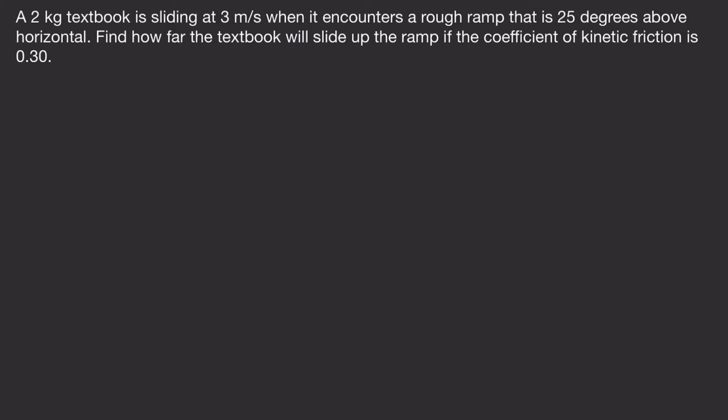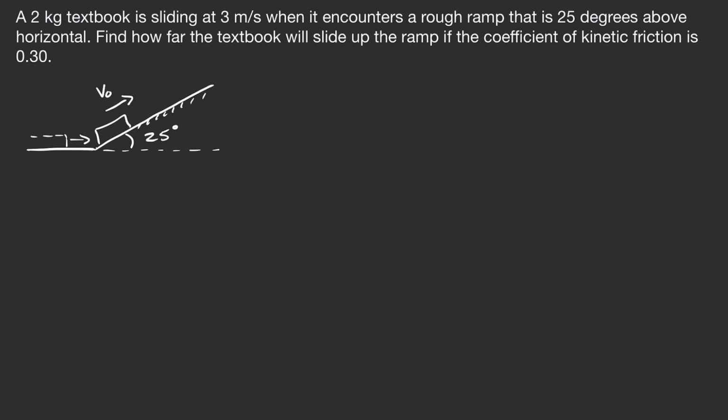So the next problem, we have a 2 kilogram textbook that is sliding at 3 meters per second when it encounters a rough ramp that is 25 degrees above horizontal. Find how far the textbook will slide up the ramp if the coefficient of kinetic friction is 0.3. So what's happening is we initially have this box that's sliding on a smooth surface, and then it encounters a ramp and starts to slide up, and the ramp is rough. So there's friction.